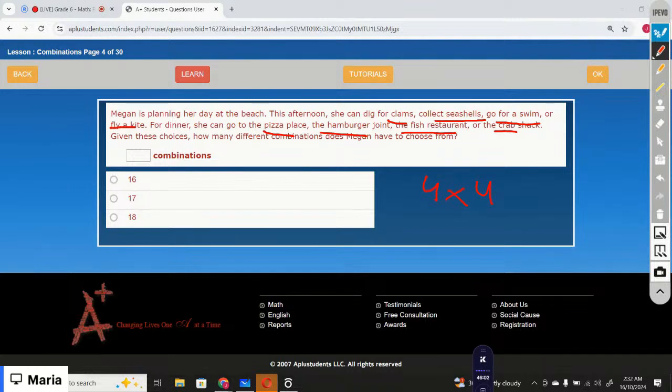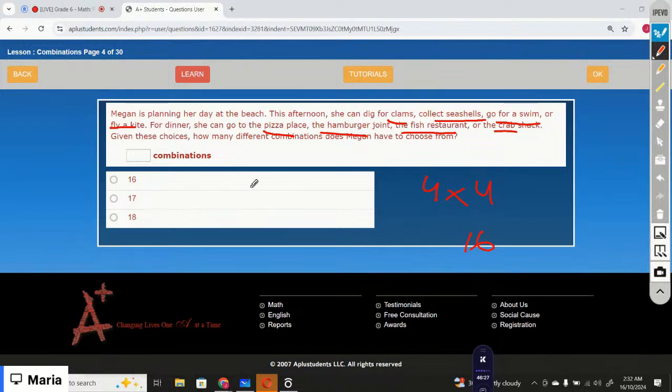You can calculate the combinations by multiplying the choices given for dinner and things she can do on the beach. So you have to do 4 times 4, that is 16. So that means you have 16 different combinations, right? That is 16.